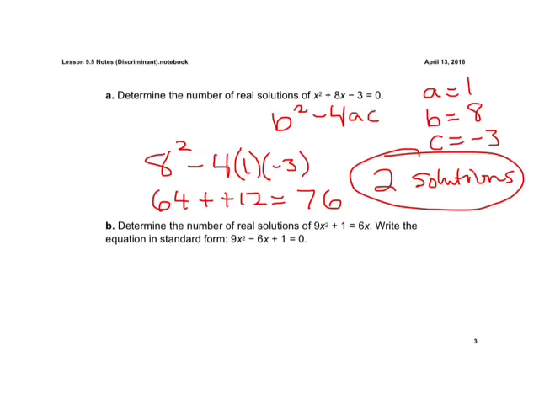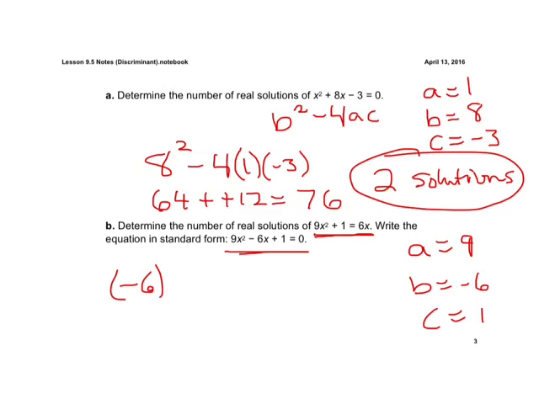Determine the number of real solutions for part b. Now in part b, they give it to us like this. We need to first write it in standard form, which they did for us. That tells us our a is 9, our b is negative 6, and our c is 1. If we plug them into our discriminant formula, we have b squared, which is negative 6 squared, minus 4 times our a value, which is 9, times our c value, which is 1.